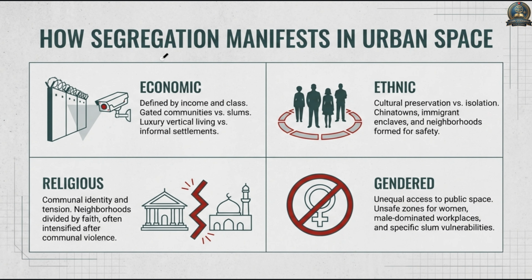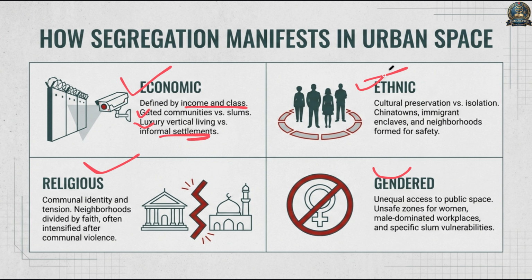Now, how does segregation manifest in urban space? There are some causes of segregation in urban centers. First of all, economic, ethnic, religious and gendered. Economic conditions are defined by income and class. Gated communities versus slums, luxury vertical living versus informal settlements or illegal settlers. These are some examples of economic segregation in urban centers.